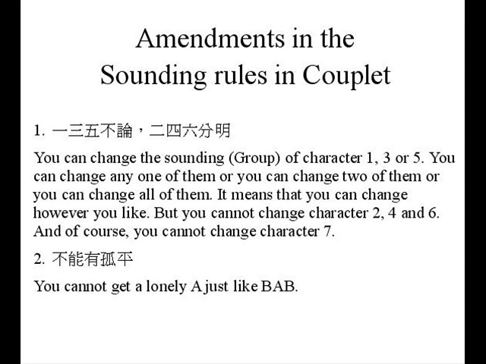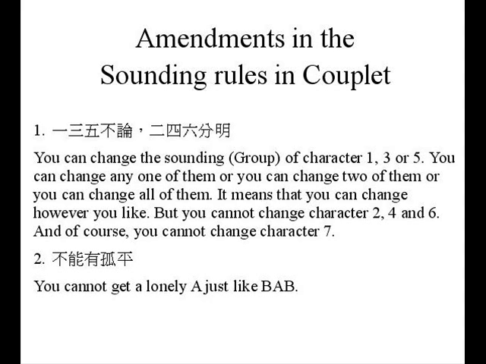Amendment number 2 is 不能有孤平. 孤平 means that you cannot get a lonely A, just like BAB. BAB is not allowed. Amendment number 1 is used to loosen the original constraint. The original sounding rules are indeed some constraint, but with amendment number 1, we can loosen the constraint.